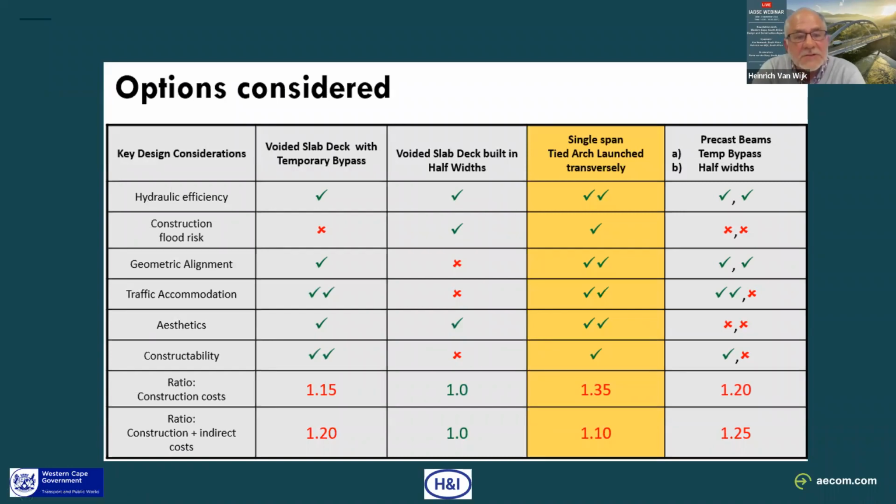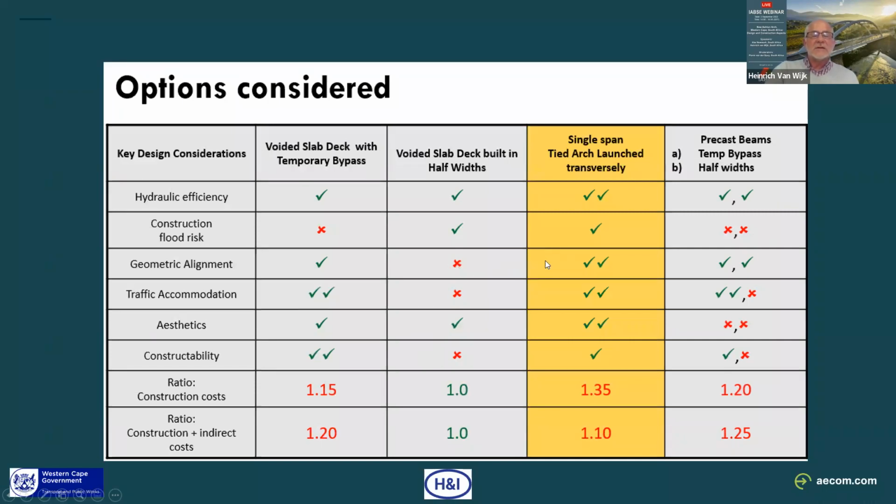With the upgrading of this structure, a lot of options were evaluated. We looked at a voided slab deck with a temporary bypass through the river, a voided slab deck constructed in half widths, the single span tied arch launched transversely, and also the usual precast beam bridge options, either with a temporary bypass or half widths.